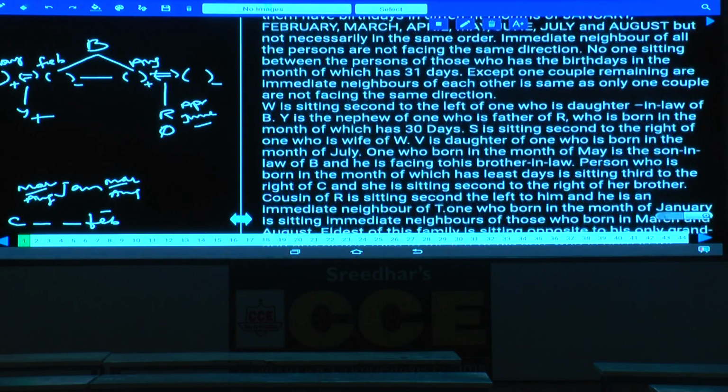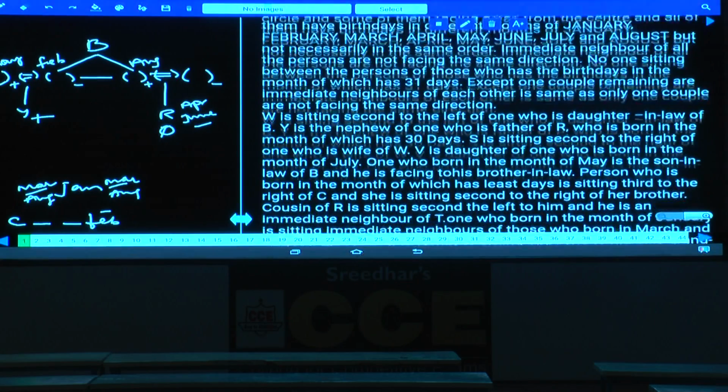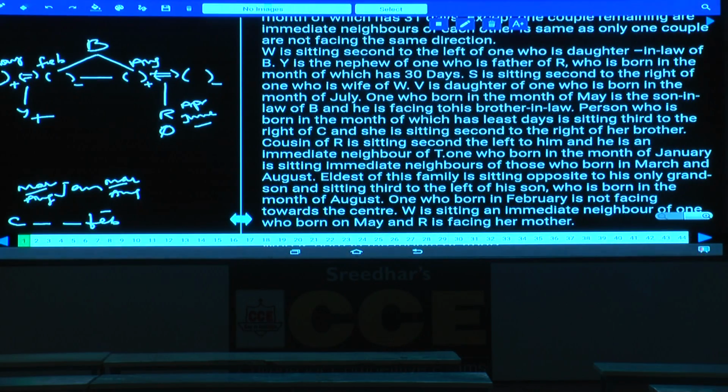Then we need to find out the remaining persons. W is seated second to the left of the one who is the daughter-in-law of B. Y is the nephew of the one who is, we have taken this one.